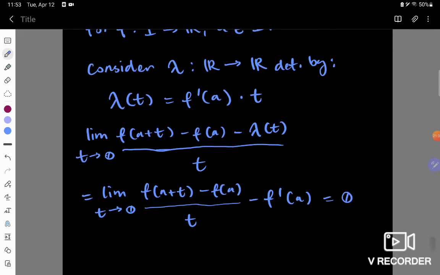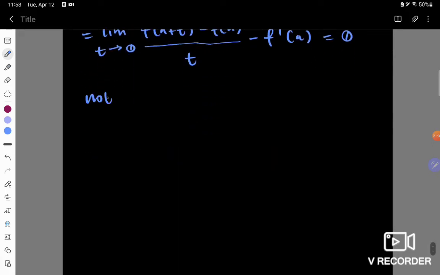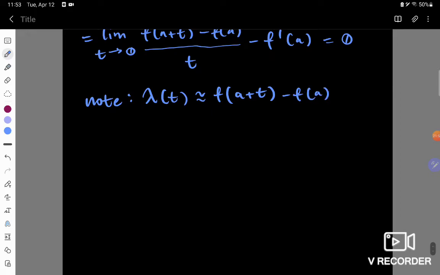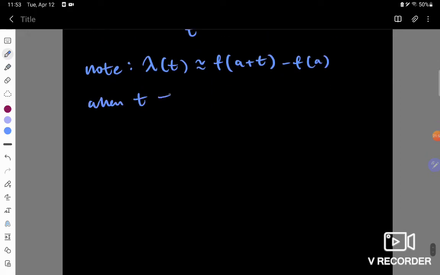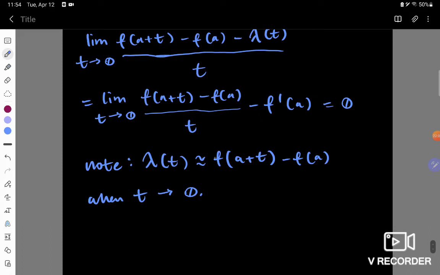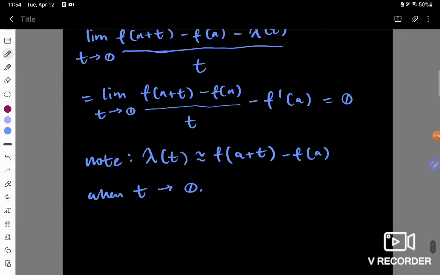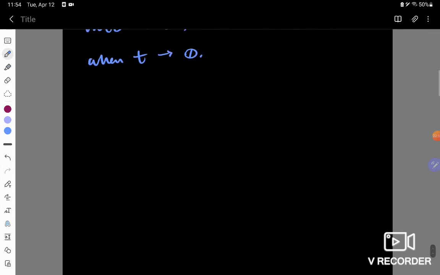This makes sense. And we note the role of this lambda here, where lambda of t roughly speaking approximates f of a plus t minus f of a when t goes to 0. So as t becomes arbitrarily small, this lambda resembles f of a plus t minus f of a. And I think now we will be ready for our idea of generalization to n dimensions.